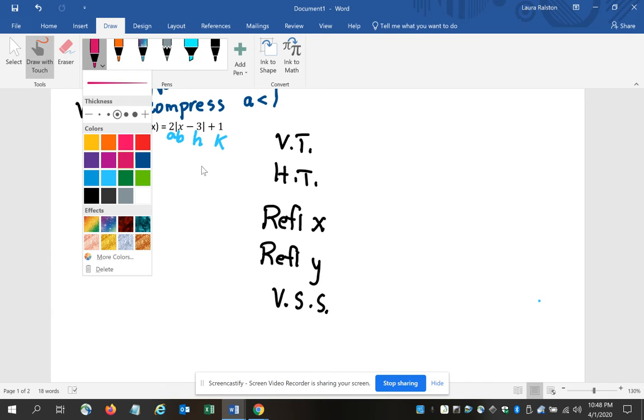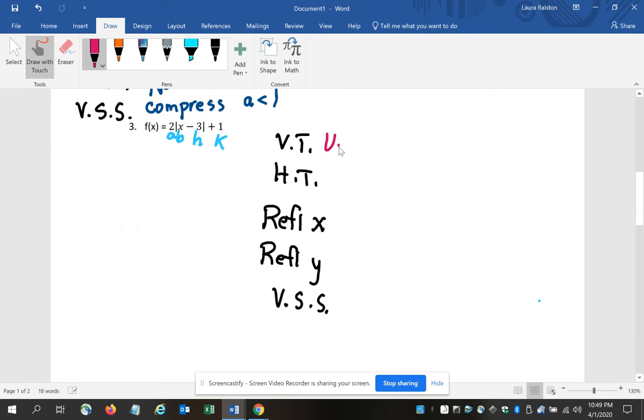So looking at this problem, my vertical translation determined by k is +1, so that means we went up 1. My horizontal translation determined by h, I'm going to make sure I don't make a mistake, x minus 3, and I solve for x. So x is +3, which tells me I went right 3 units.